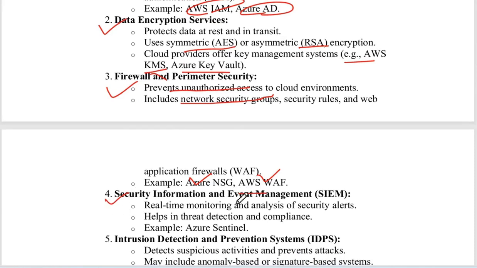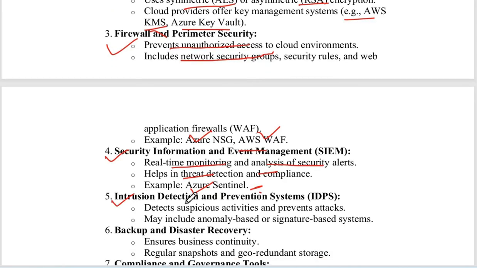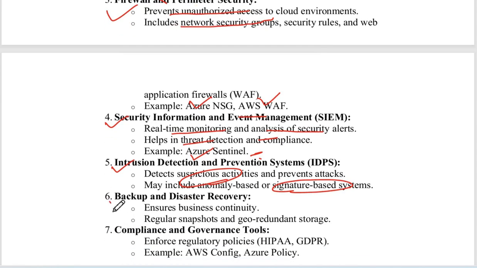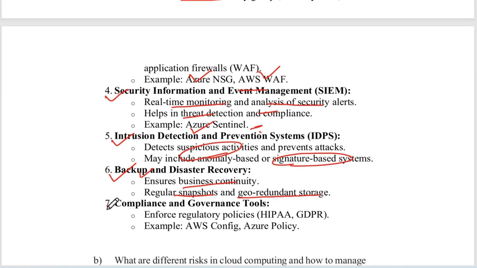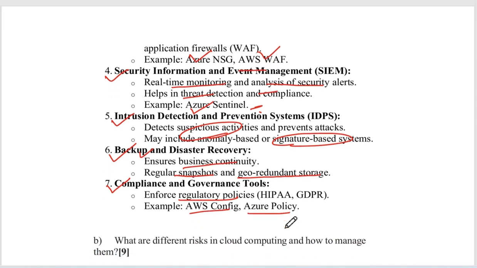Security information and event management, real-time monitoring and analysis of security alerts are needed for the cloud. Threat detection and compliance, Azure Sentinel is used for security information and event management in cloud. Intrusion detection, the suspicious activity we have to detect, signature-based systems are used for that. Backup and disaster recovery, business continuity, for business continuity backup is needed. Regular snapshots of your data and geo-redundant storage is also important. Compliance and governance tools, these are used for the regulatory policies, AWS Config and Azure Policy are the tools.